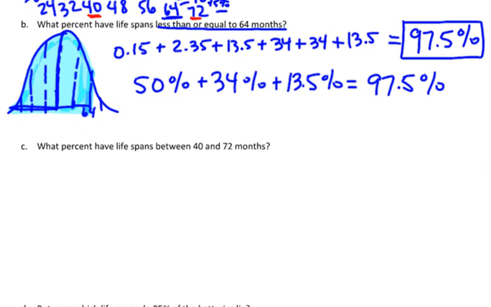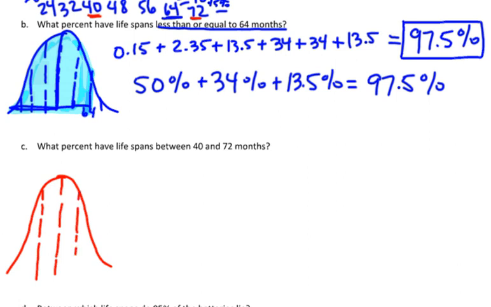So again, if you want to draw another diagram for the situation mentioned, we have our average. We know that 40 is one standard deviation to the left, and 72 is going to be the third standard deviation, 1, 2, 3, 56, 64. So here's 40, here's 72. We're looking for the space in between those standard deviations. What percentage has a lifespan in between 40 and 72 months?